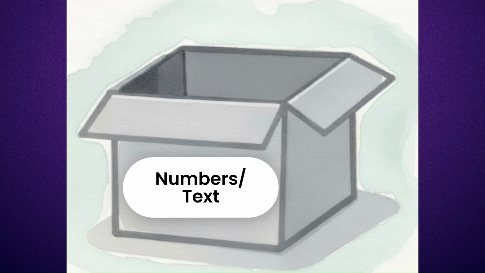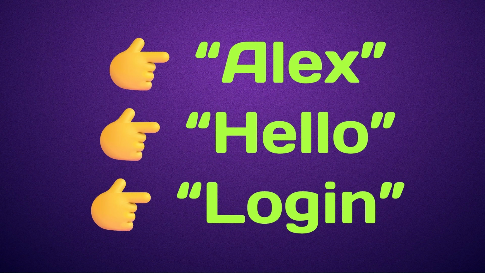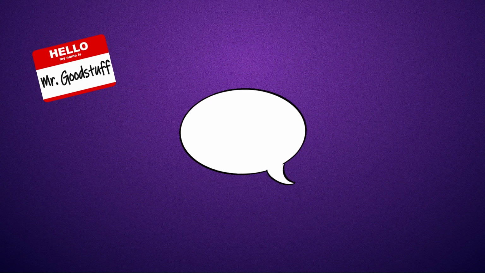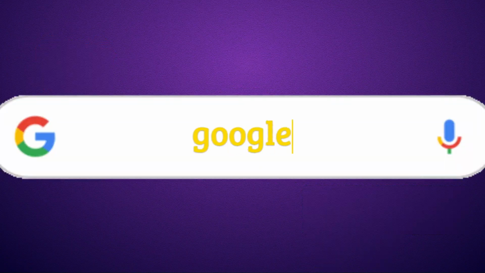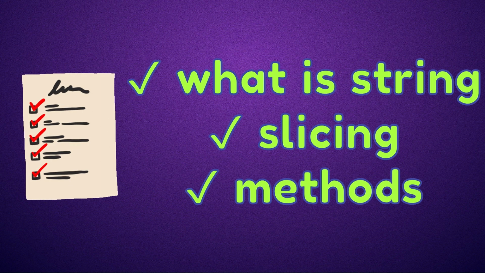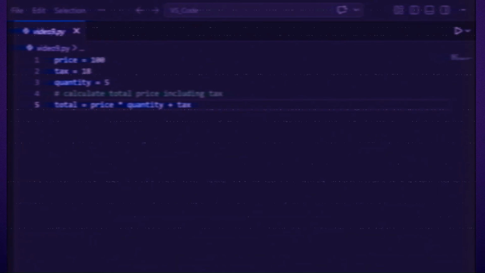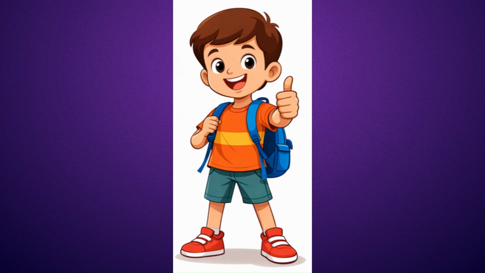So far, we have understood how Python stores data and how data interacts using operators. Now, it's time to work with one of the most important data types in Python, strings. Strings are everywhere, like names, messages, user inputs, text on websites. In this video, we will understand what strings are, how to work with them, how to slice them, and how to use powerful string methods. And yes, this is where we start working closely with real code. So let's begin.